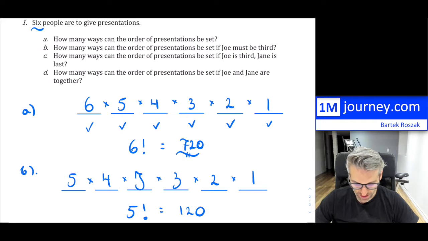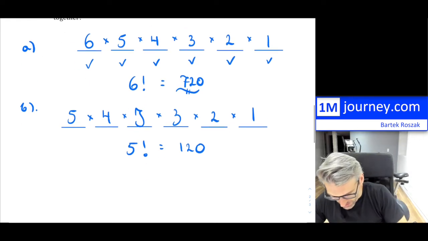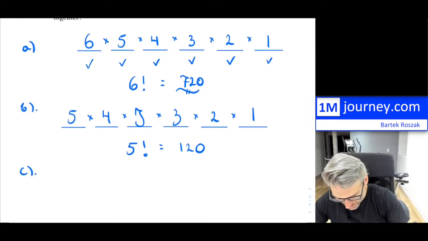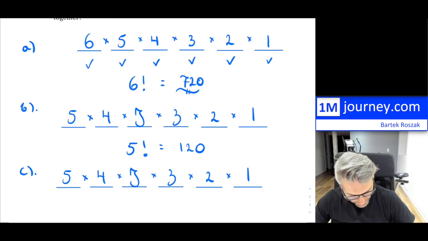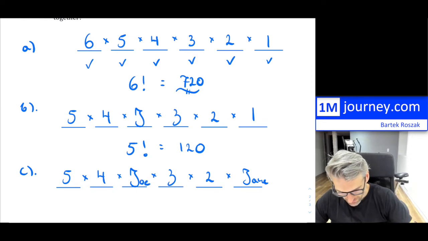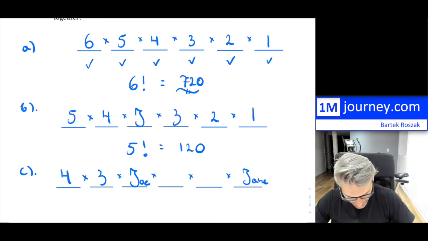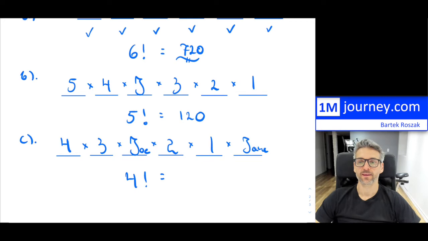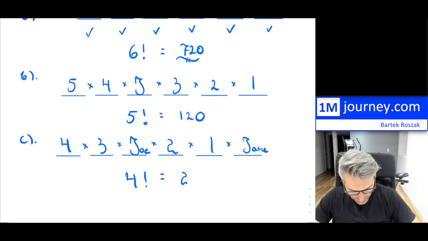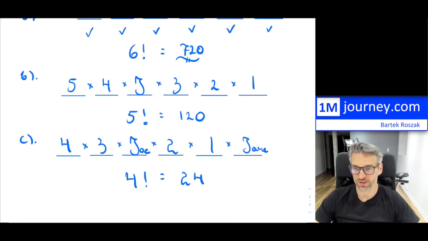Now for part C, how many ways can the order of presentations be set if Joe is third, Jane is last? In that case, once again, I'll take this and duplicate it. So if Joe and then Jane, this is Joe and Jane, that now only leaves 4 other people to choose from. So 4, 3, then 2, and 1. So this would have been 4 factorial, right? So 4 factorial, I guess that's 24. 4 times 3 is 12, 12 times 2 is 24. So that's the number of ways.